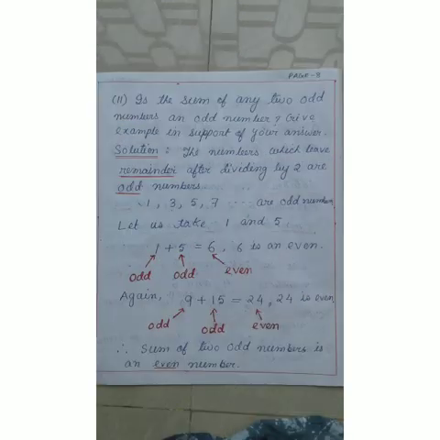Now let us see question number 1, 2. Is the sum of any two odd numbers an odd number? Give example in support of your answer. Now what is an odd number? The numbers which leave remainder after dividing by 2 are odd numbers. 1, 3, 5, 7 are odd numbers.